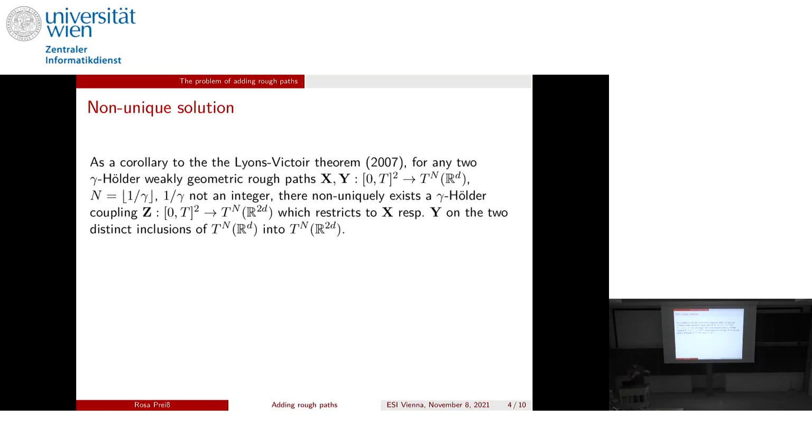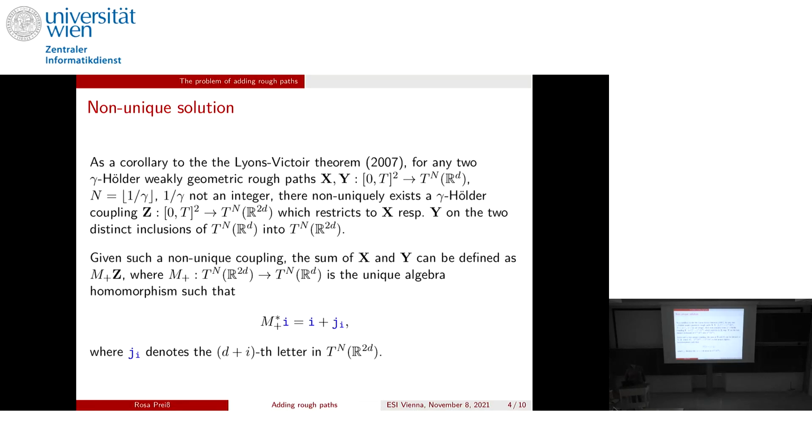So if we project down to the individual parts, again, it's supposed to be the ingredients, X and Y. But this is highly non-unique. It's just the existence result. And once we've fixed such a non-unique coupling, the sum of X and Y can now be defined simply by a linear map from this tensor algebra over twice the alphabet to the original one, which is shown here. It's done in such a way that it really encodes adding the underlying path components. So this can be done, but you have to fix such a non-unique coupling first.